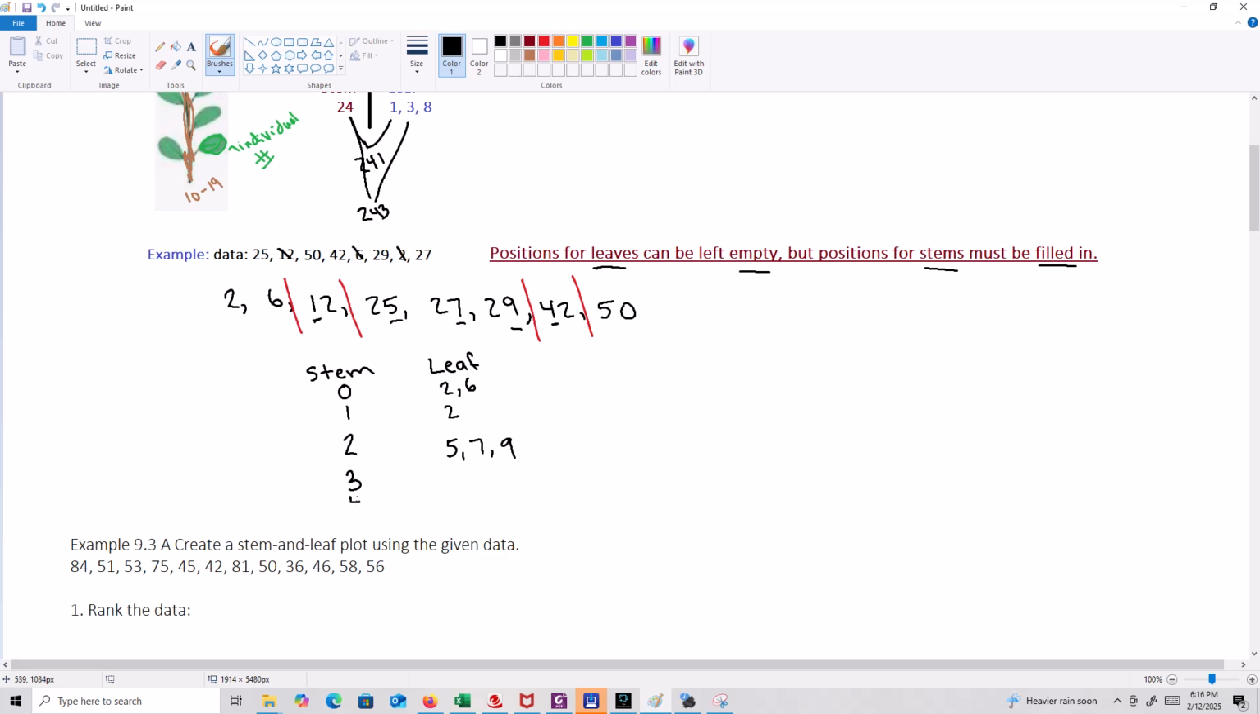Then I continue on to 4, and it had a leaf of 2, and then 5 had a leaf of 0. It's pretty straightforward. So if it's confusing you, rewind, listen to it again, but hopefully you understand.